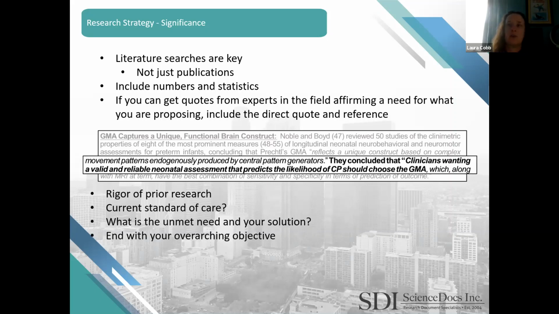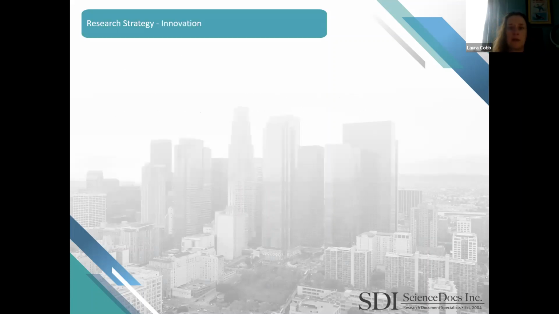And a good way to end the significance section of your proposal, and also to help you launch into the innovation section, is to very clearly delineate your overall objectives, goals, and hypothesis. Once you've done that, the next section is going to be your innovation section.